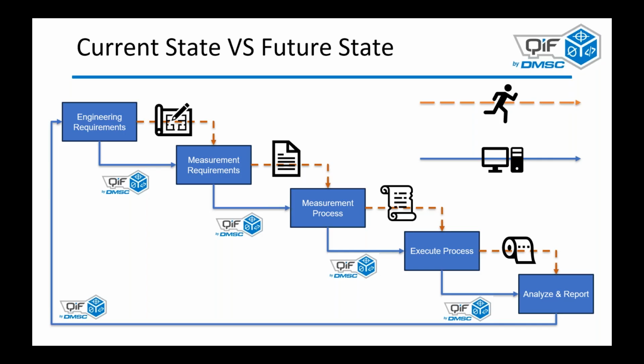And one of the big advantages of that is that arrow going all the way back. You now start getting data produced by quality that can be used by others, that can be flowed back to engineering or to other groups, and allowing them to ingest it and use it in a more automated, richer manner.